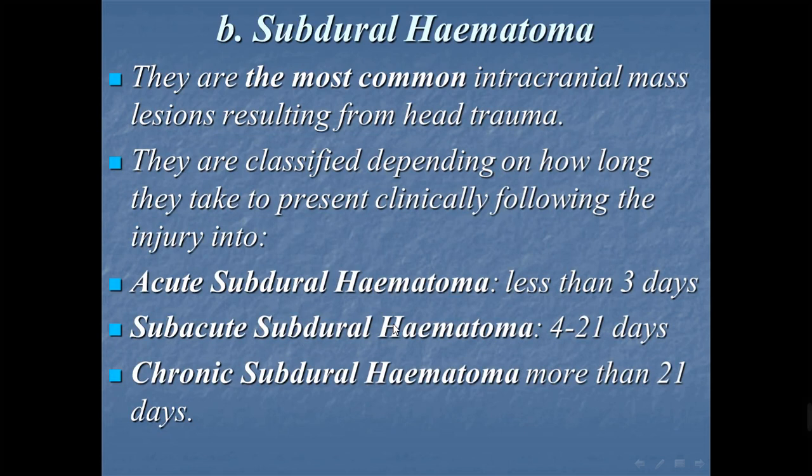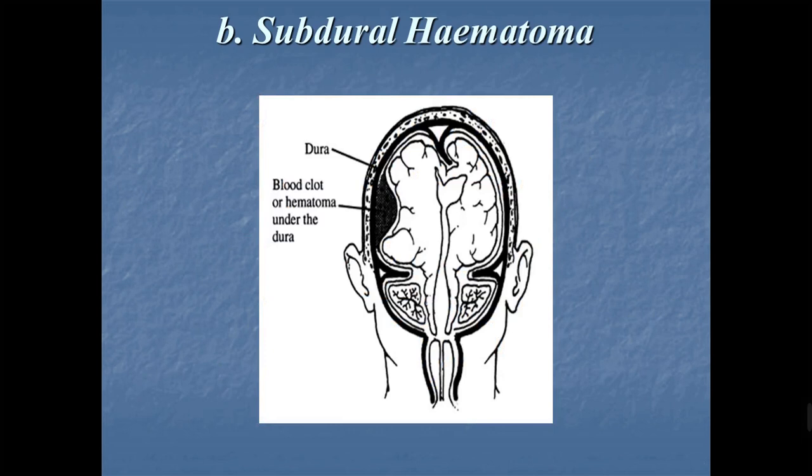Subdural hematoma, from its name, it is under the dura over the brain. They are the most common intracranial mass lesion resulting from head trauma. They are classified depending on how long they take to present clinically following the injury into either acute subdural hematoma, which is time of presentation less than 3 days, subacute subdural hematoma from 4 to 21 days, or chronic subdural hematoma more than 21 days of presentation.